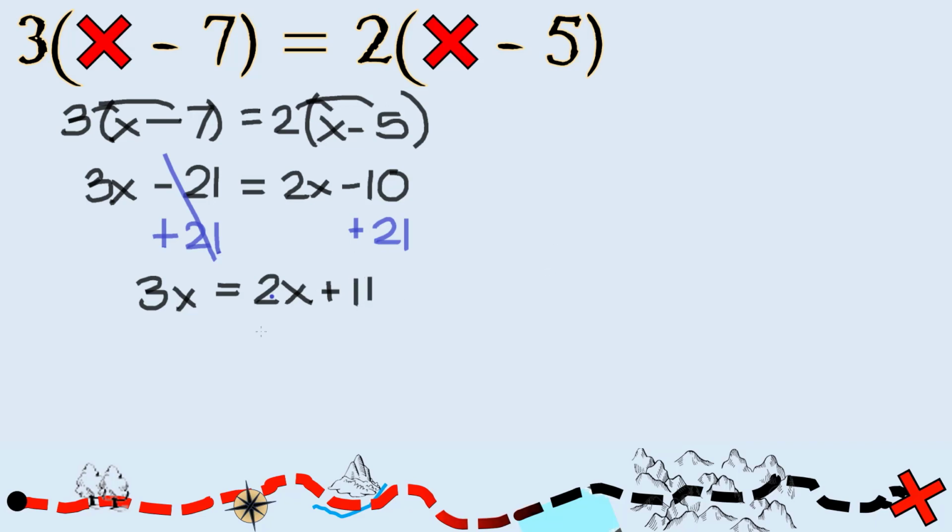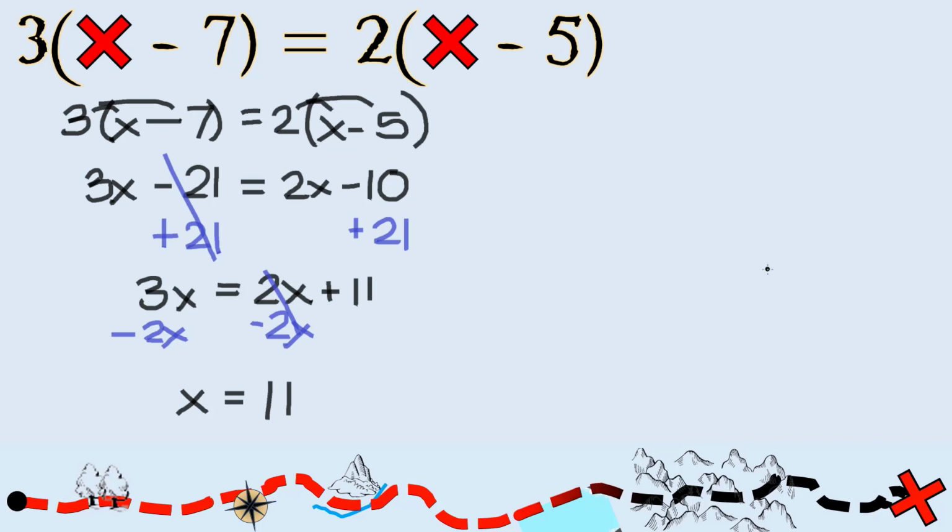Next is to remove this 2x here because we would like this side to only contain constants. We're going to subtract 2x here and do the same thing on the other side as well. So on this side you will have 0. What happens to the other side is just 1x, or simply x, equal to the remaining term of 11. This is the value of the unknown.